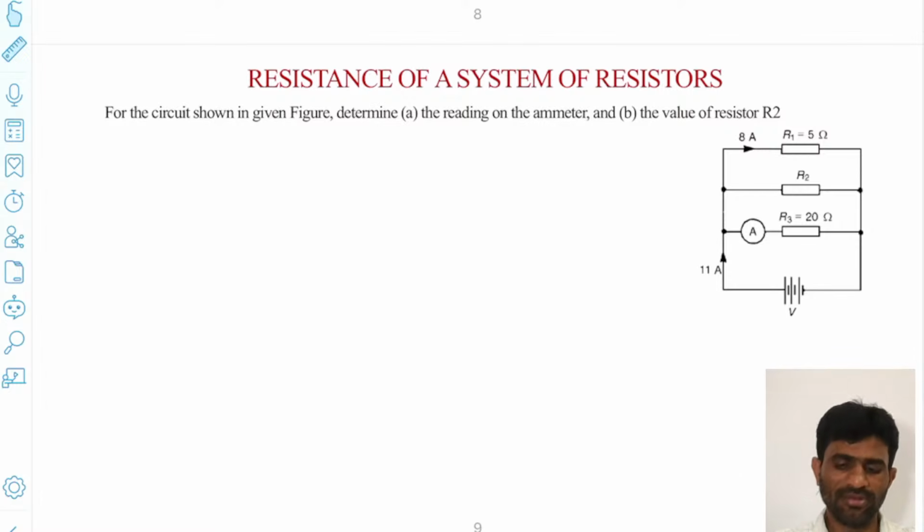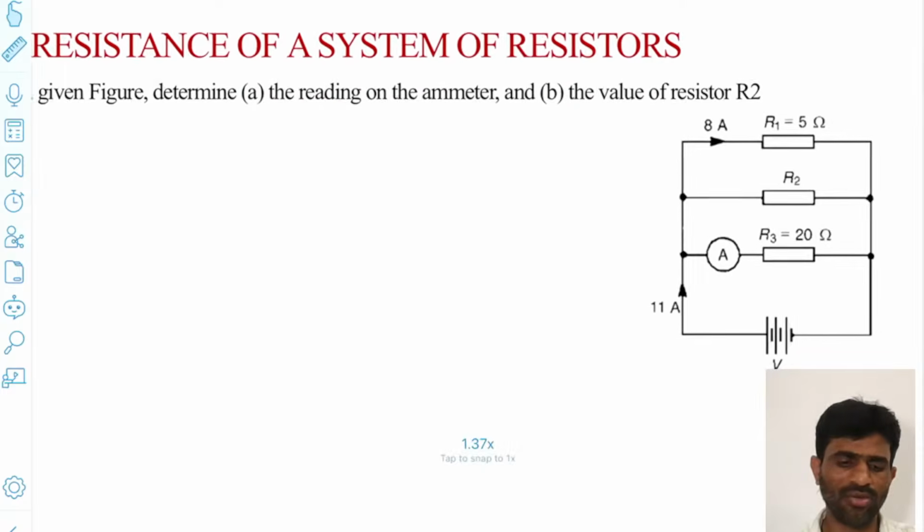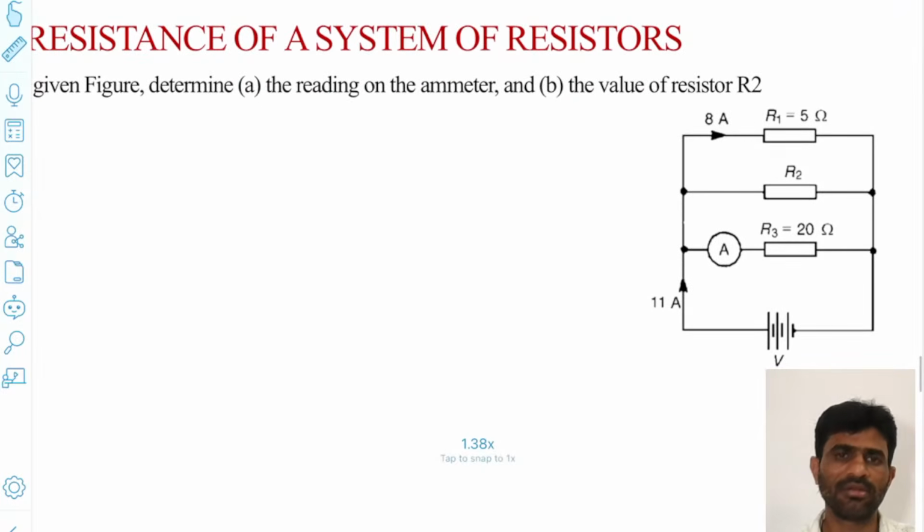Now try it. In this question, you have to find current across R3. Total current is given, 11 amperes. You can see the figure clearly. Total current is 11 amperes, and current across R1 is given. So you have to observe the figure carefully. Shall I zoom it? Now you can see better, I think.